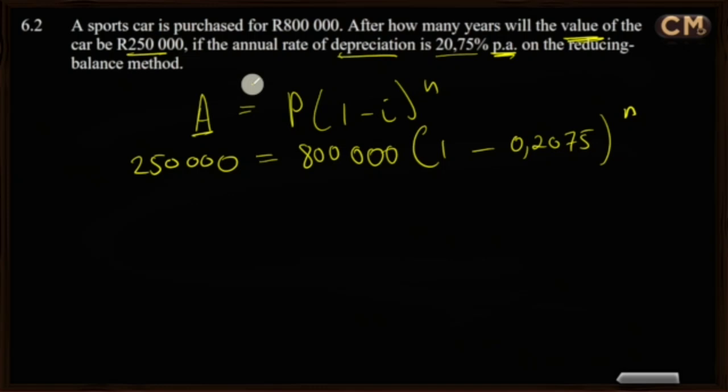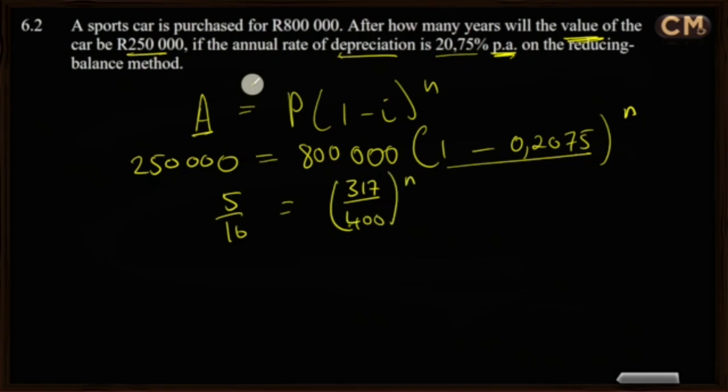Well, if we divide both sides by 800,000, we'll get 5 over 16 as a nice and easy and simple fraction. Thus it simplifies to this, and that's all to the power n, of course.